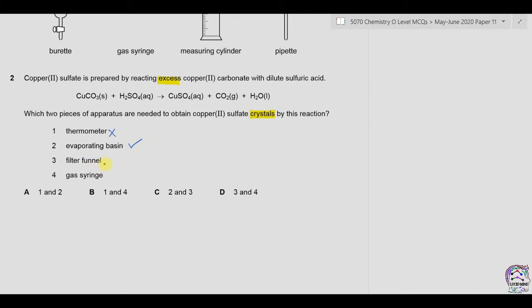3 is filter funnel. In the question they have given the excess copper carbonate. So it means at the end of the reaction, excess copper carbonate will be left behind. So in order to remove that excess, we need filter funnel. 4 is gas syringe. As there is no measurement of gas in this reaction, we are just making crystals, so therefore gas syringe is not needed. So only option 2 and 3 are correct, so therefore answer is C.